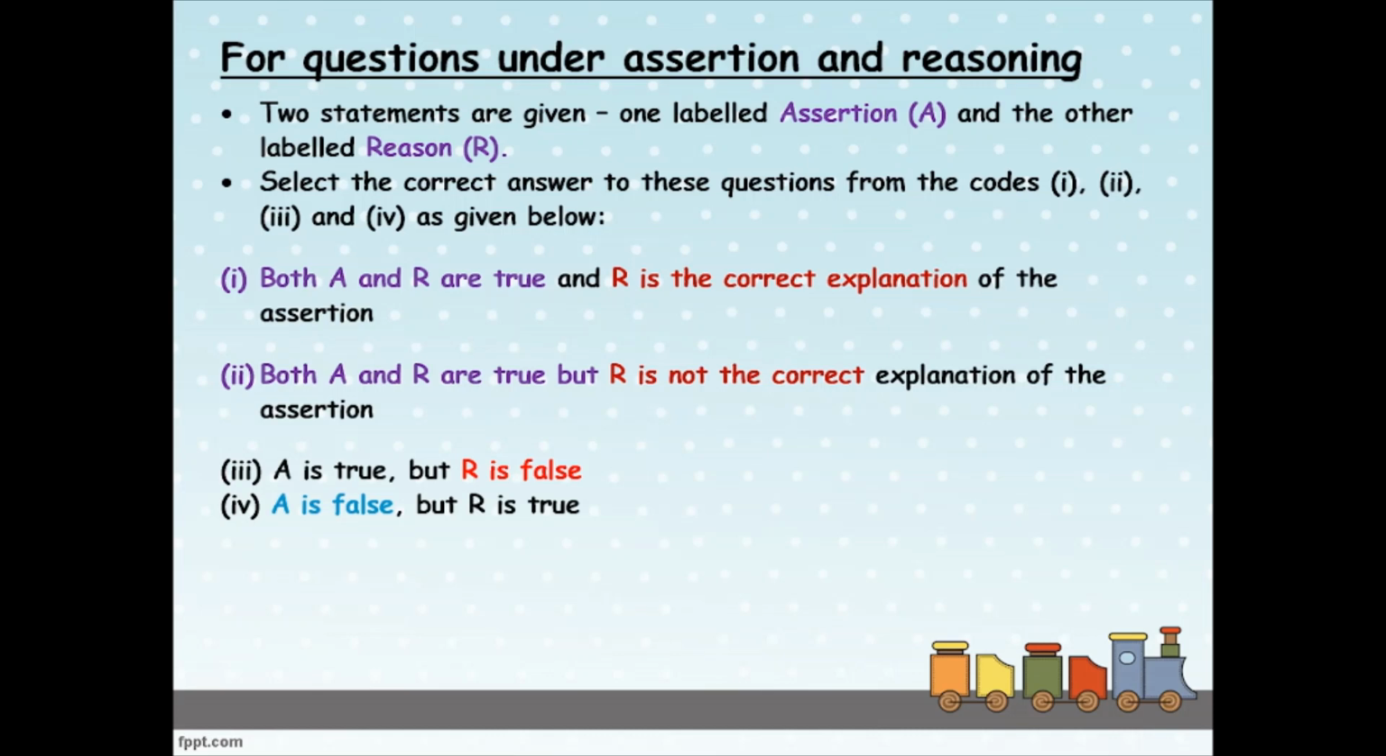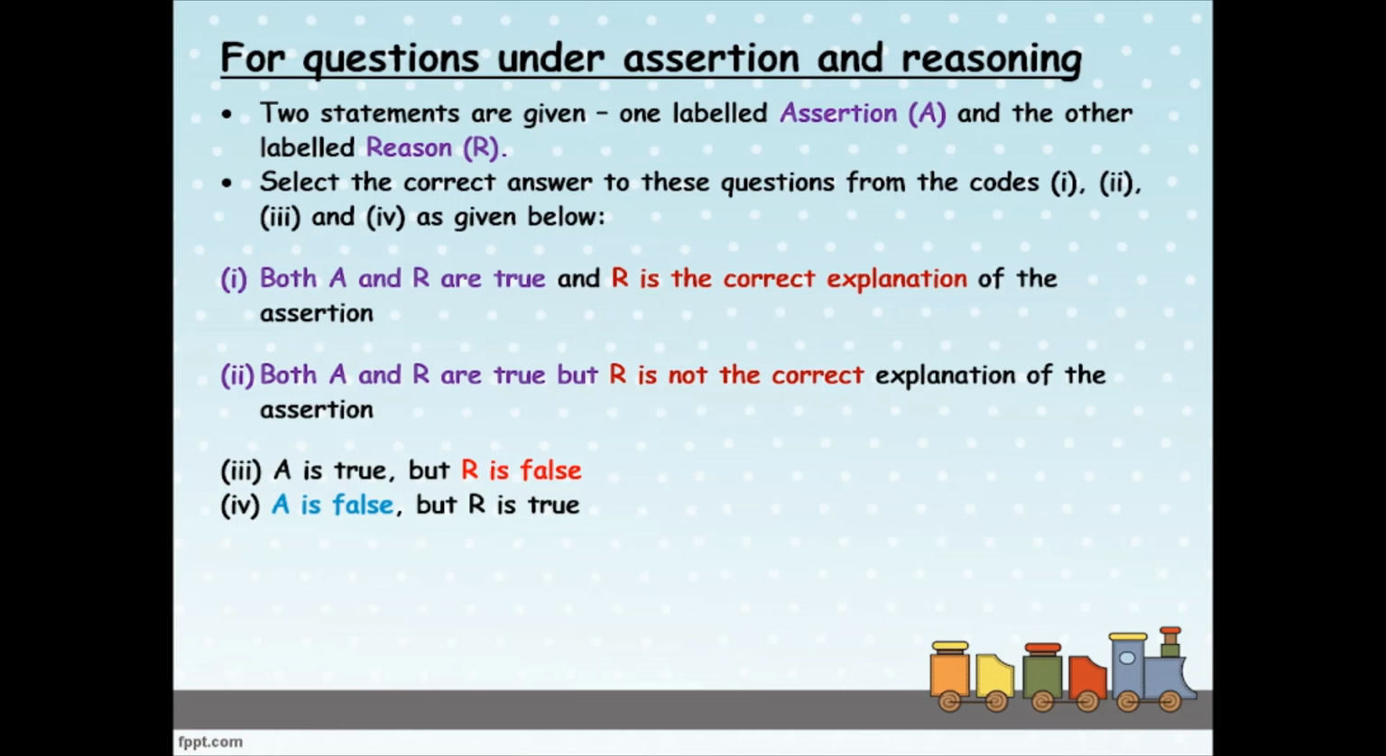Then, suppose R is true. If R is true, go and check A, the assertion. If the assertion is also true, then check the connect between them. So, first check the reason. If it is false, select option 3. If it is true, check the assertion. If the assertion is false, go to option 4.